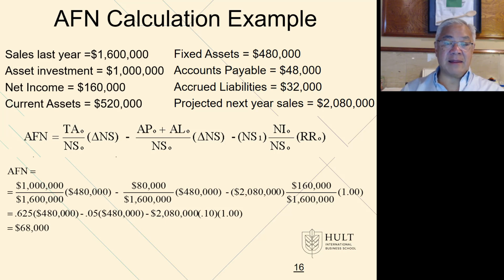So we work out the math and we get, voila, a number of $68,000. So this is the AFN. In order for us to grow from $1.6 million to $2,080,000, if we keep all the relationships similar, then what we would need to raise in additional debt or equity is $68,000, right? So that's AFN.